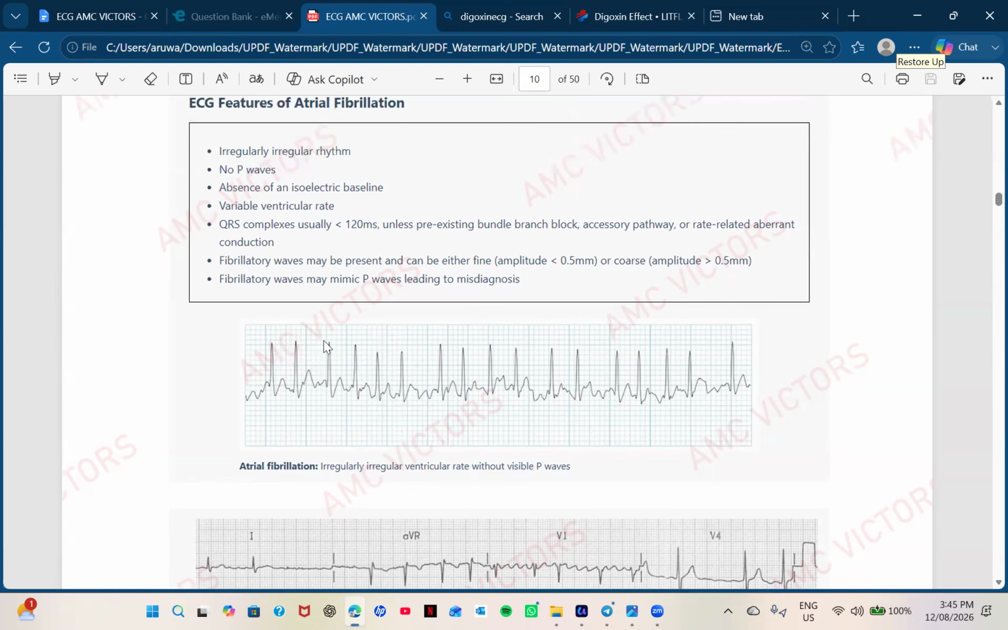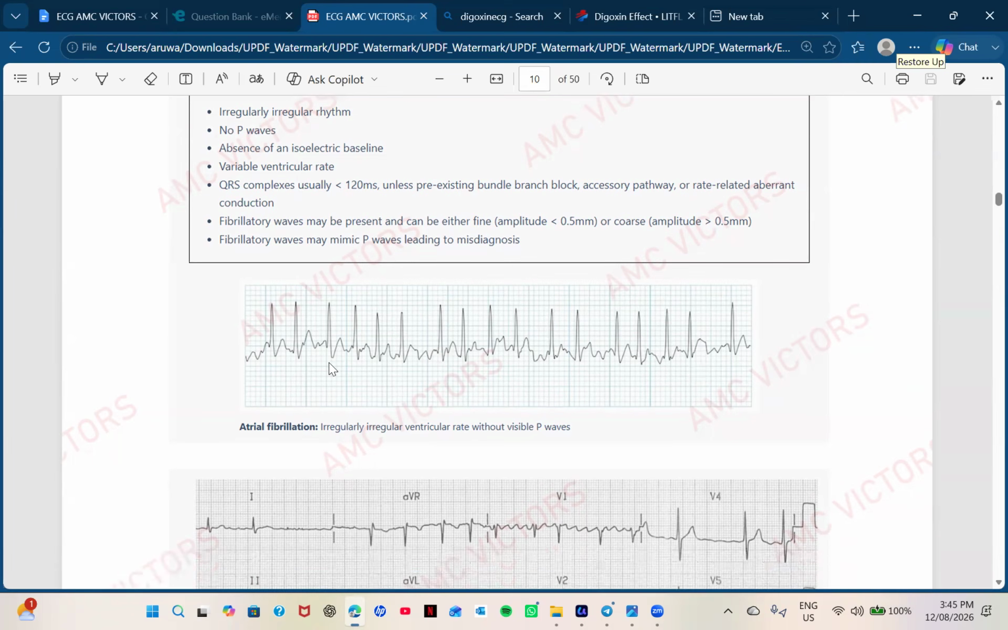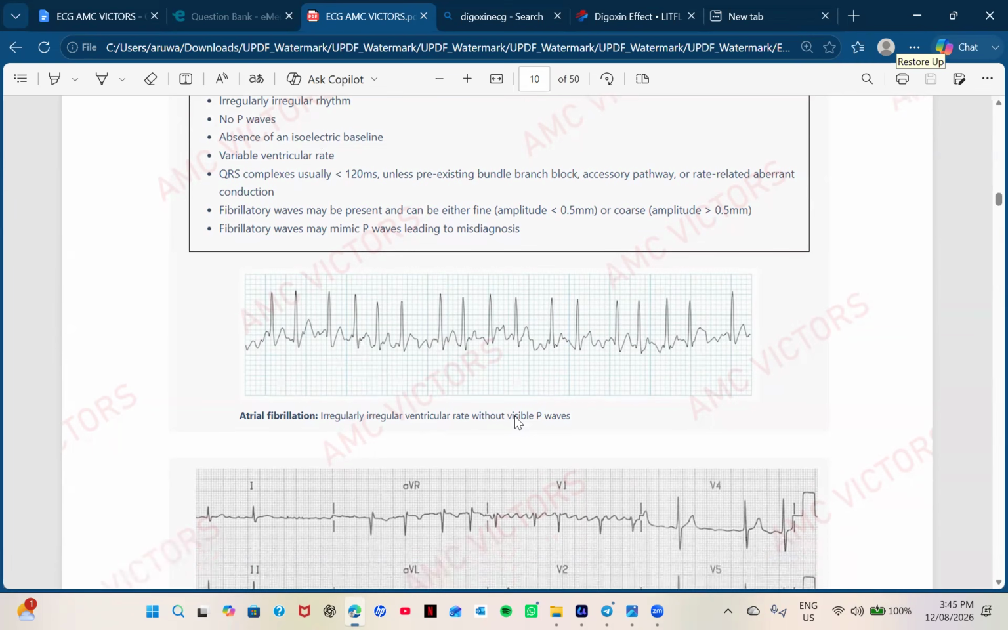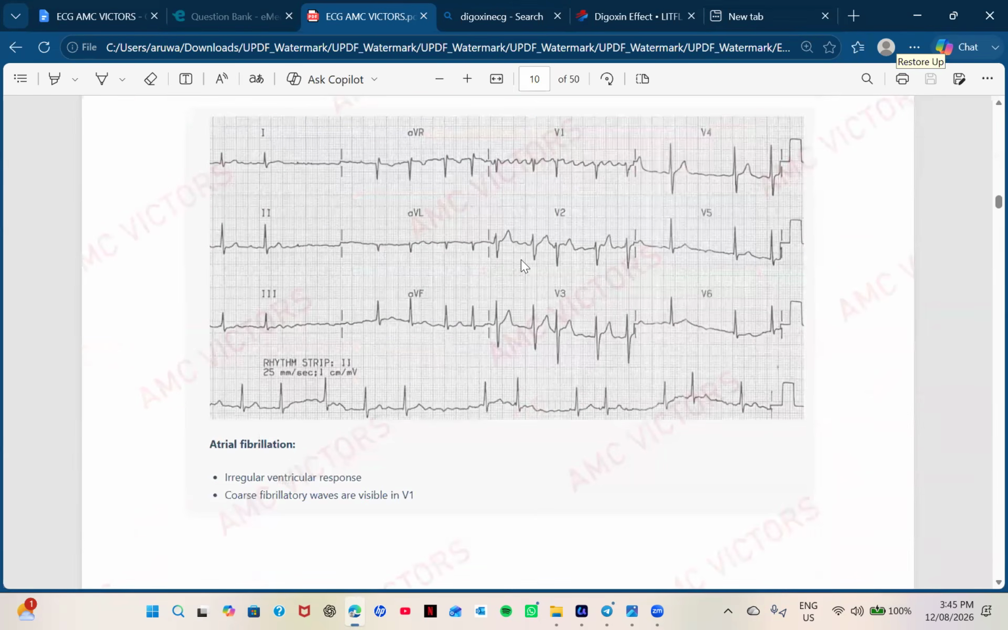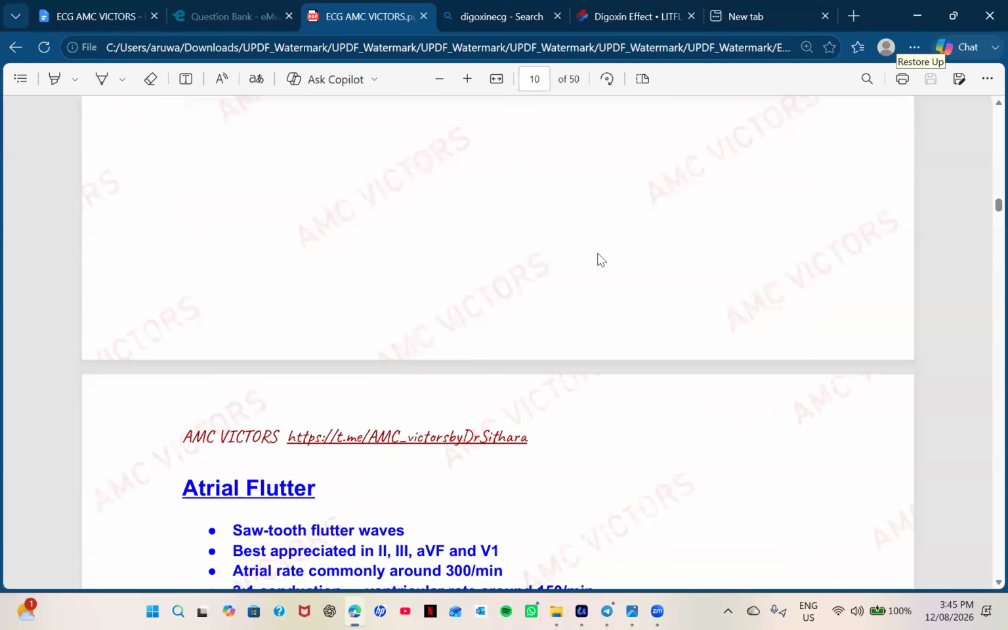Irregular. RR intervals are not the same, right? Irregular rhythm, not on the isoline either, right? So variable ventricular rates, absence of isoelectric baseline, no P wave. So this is atrial fibrillation. And this is another example, irregular ventricular response, with fibrillatory waves visible in V1 here. Yeah, you can see the fibrillatory waves, right? Here, these are the fibrillatory waves, right?